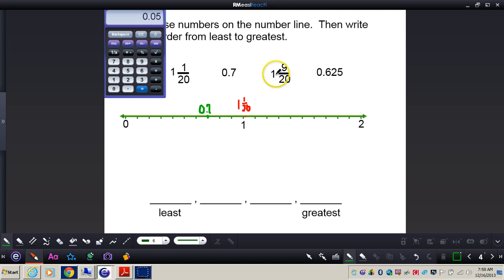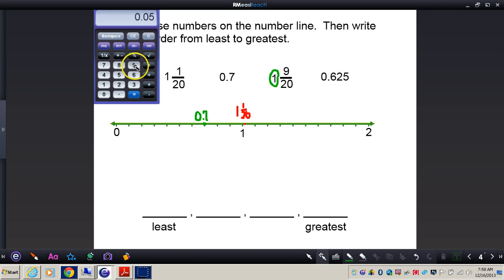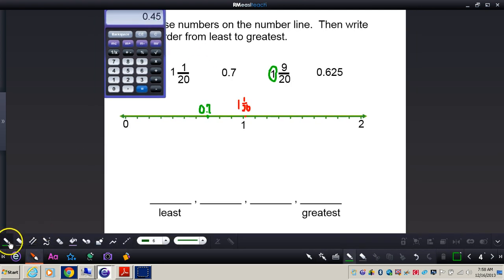Okay, my next one, 1 and 9/20. Now we know the 1 is a whole number, pretty simple here. We need to figure out what that 9/20 actually represents. So we will change it to a decimal. 9 divided by 20. I'm sorry, let's do this again. 9 divided by 20 is going to give us 45 hundredths. So that mixed number can be written as, let me use a different color ink here, 1 and 45 hundredths. So we have our decimal here.